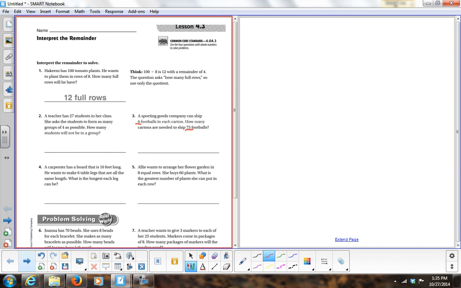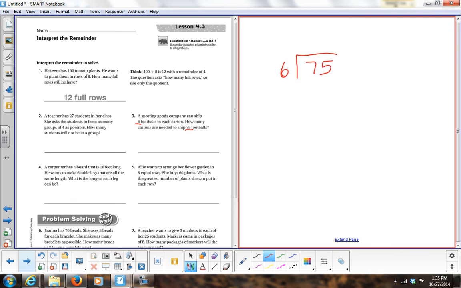So what is my divisor? What is my divisor here, Abba say? 8. Where are you getting 8 from? We're on number 3. 6 is my divisor. What is my dividend, Ivan? 75. Good. Okay. So remember, multiply, divide, subtract, bring down, remainder, rover.